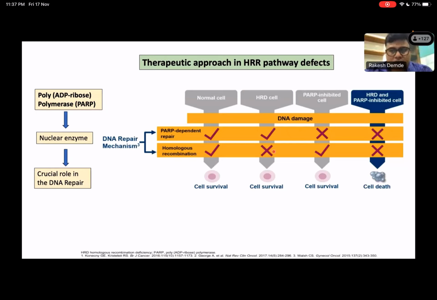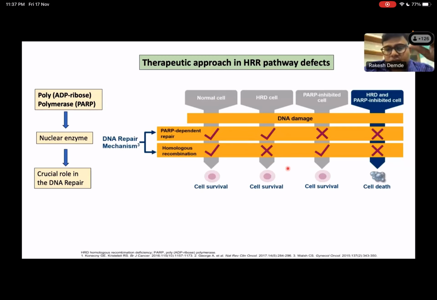Whenever there is normal PARP-dependent repair and homologous functioning also, the cell repairs its DNA properly, survives and proliferates. Then there are scenarios where PARP is functioning but homologous recombinant repair is defective. PARP is there, so it will shift the repair pathway from homologous to non-homologous and try to repair, and there will be cell survival. So both strategies, PARP-dependent repair and homologous repair, are taken into consideration.